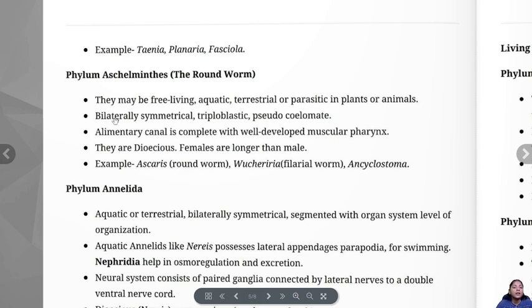Then they are bilaterally symmetrical, triploblastic and pseudocoelomate. So they have a false body cavity. Then the alimentary canal is complete with a well developed muscular pharynx, meaning they have two openings, the mouth and the anus. They are dioecious, which means the female and the male are separate. Females are longer than the males. Examples of roundworms are Ascaris, the filarial worm and Ancylostoma.